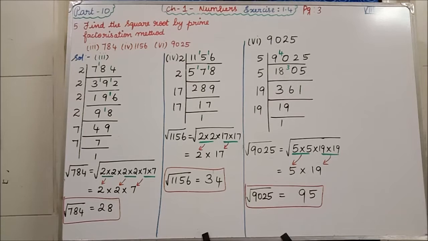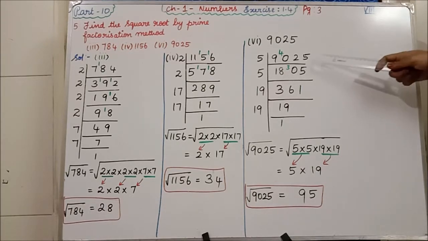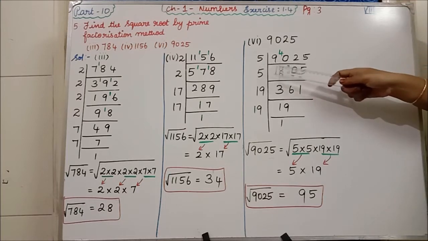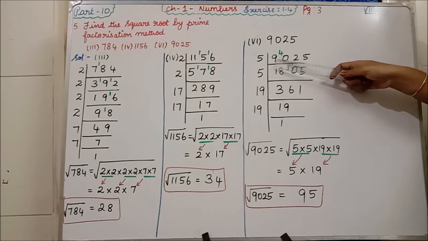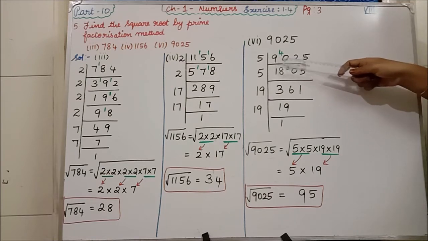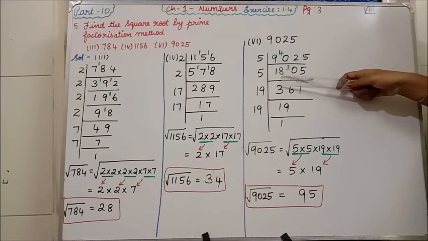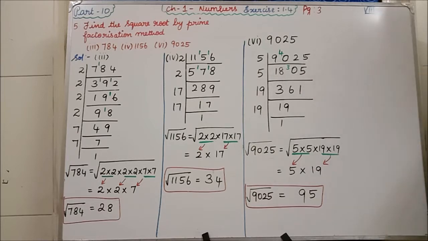Clear, all of you? Now in the same way we are going to see the sixth sum also, 9025. See, it's ending with 5, so it will go in the 5 table. So in the 5 table, how many times will 9 come? 1 5 is 5. But here how many extra? 4. So write that 4. Now it becomes 40. So in the 5 table, how many times will 40 come? 8 5s are 40. Clear?